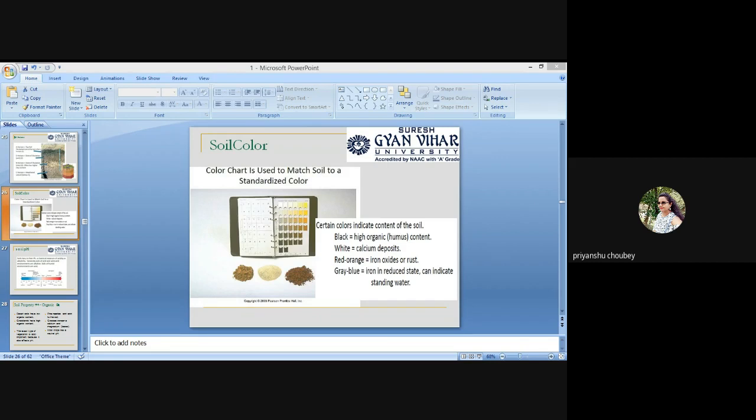Today we will talk about the soil color and the soil color chart that is used. So let's see what is a soil color, its importance, and the factors influencing our soil color. So let's see what is a soil.